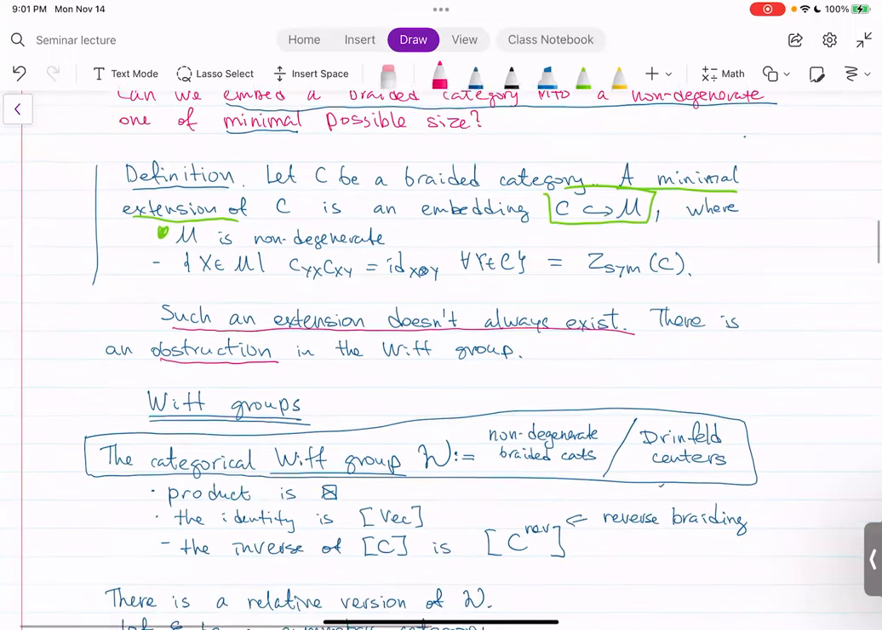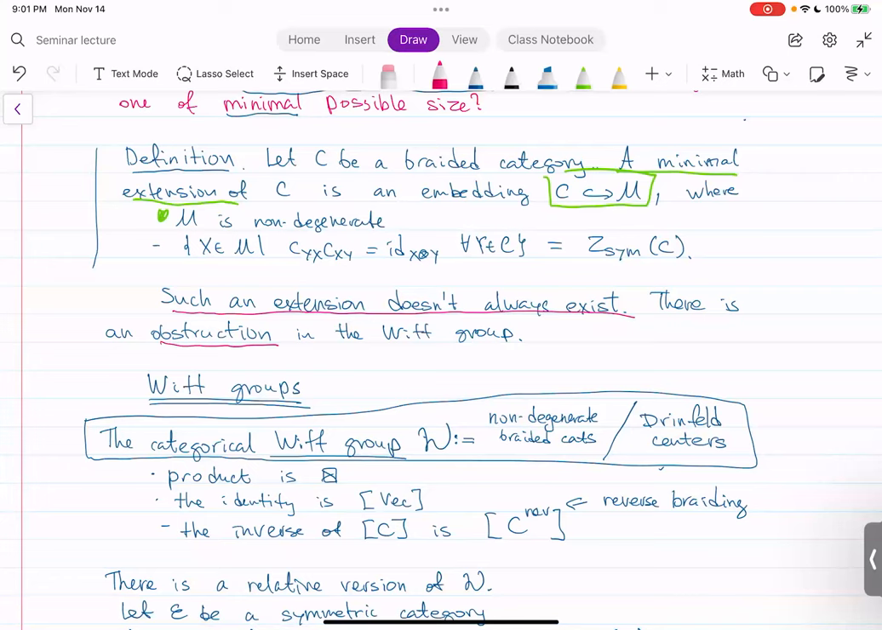All right, now to discuss this obstruction in the right terms, I will have to quickly introduce the notion of a Witt group, which is an interesting notion in its own right. So what's the Witt group? Here is the idea. It is hard, and maybe impossible, to classify non-degenerate braided categories up to equivalence. Instead, we can ask for something simpler. Namely, we can try to classify non-degenerate braided categories modulo Drinfeld centers. Remember, this was one of the constructions of a non-degenerate category.